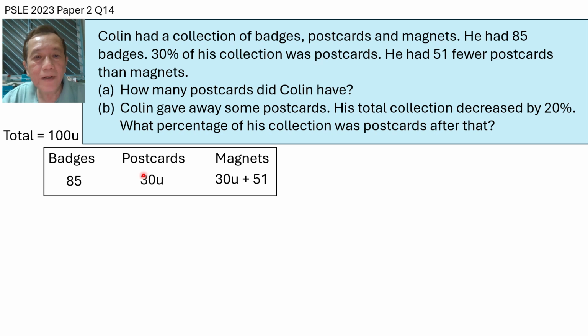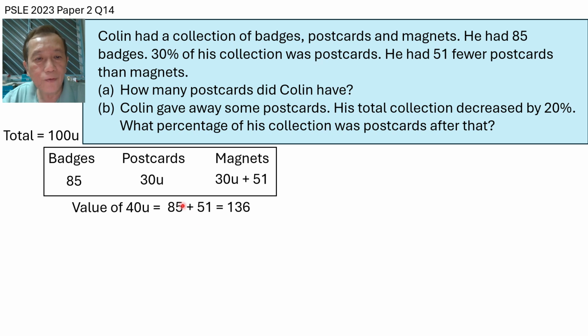When we have a table, all the information is clearly shown. We know that the total is 100 units. We already have 60 units. So the remaining 40 units must come from 85 and 51. Value of 40 units equal 85 plus 51 equal 136.